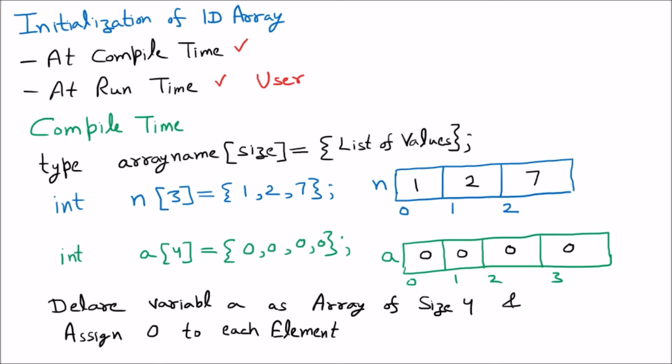But if we are giving the values ourselves before running the program, just like we are saying that there is an array n of size 3 and the values are 1, 2 and 7 before running the program, similarly an array a of size 4 and its values are 0, 0, 0, 0 before running the program, that is called compile time initialization. So that is the difference between compile time and runtime initialization of an array.